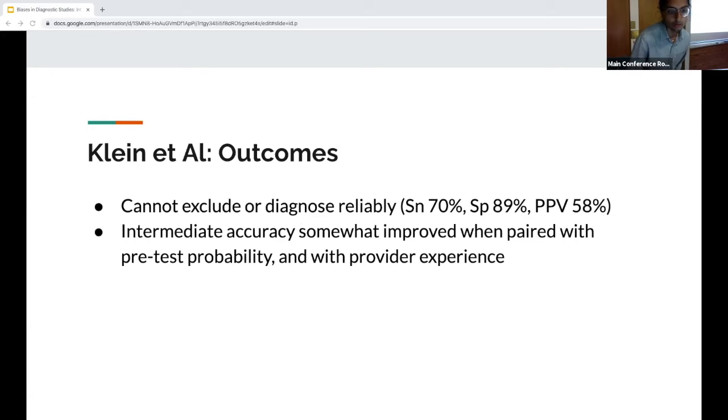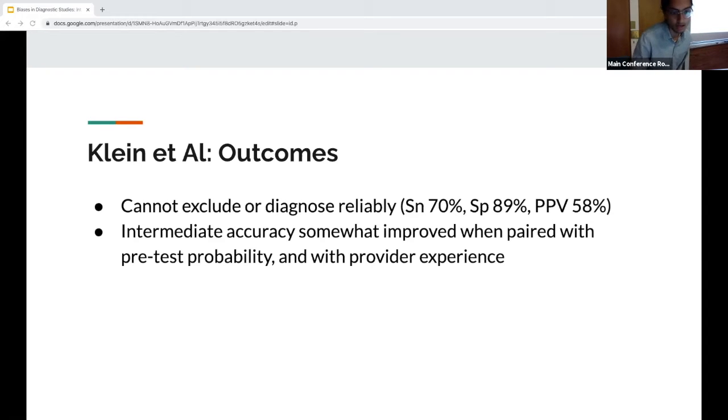They mentioned that if you pair it with a pretest probability, you can increase the accuracy of the test, but that's really in this one specific cohort of patients who had a very low pretest probability for DVT, a negative bedside ultrasound, and then the formal radiology was also negative. So that was about 88 patients out of 233.